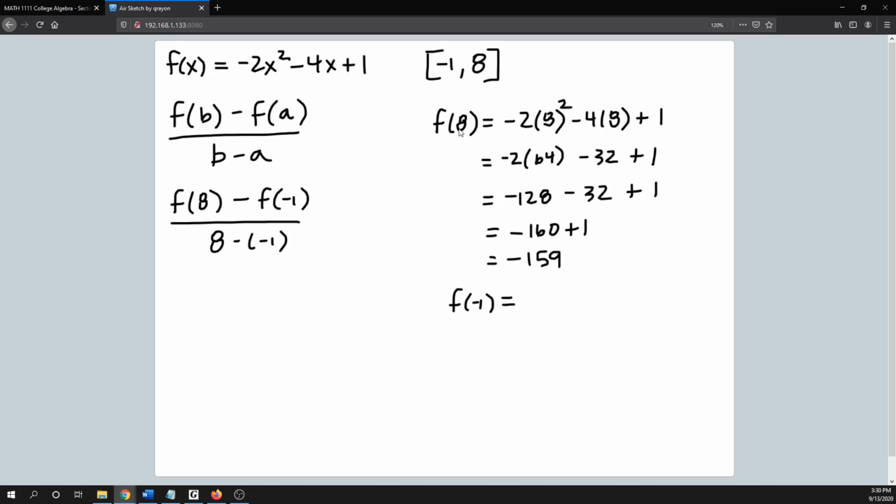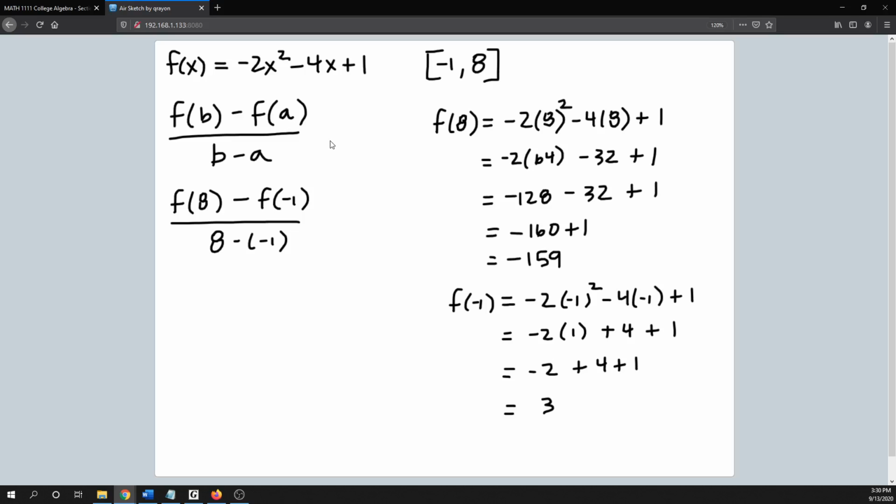Next, we would calculate f of negative 1. f of negative 1 is going to be, we're plugging negative 1 into this function here, so that's negative 2 times negative 1 squared minus 4 times negative 1 plus 1. Negative 1 squared is positive 1. Negative 4 times negative 1 is positive 4. So negative 2 plus 4 plus 1. That's going to come out to be 3.